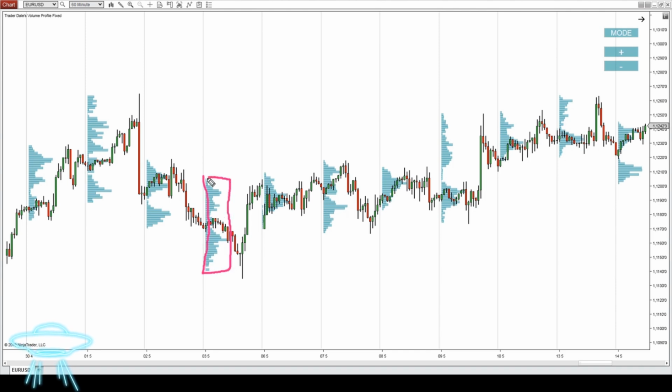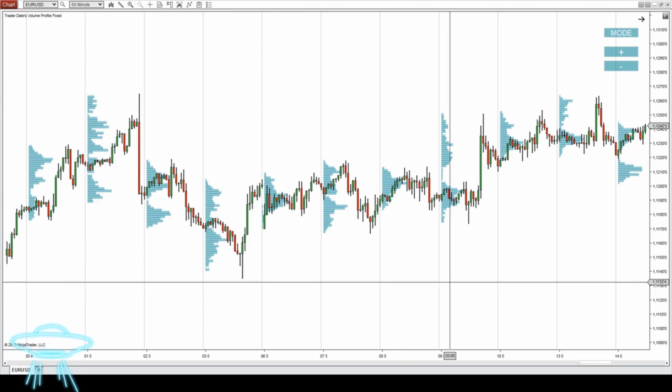Then another thin profile, price goes downwards and upwards, and it's basically the same case as in here when the price went upwards and downwards. This doesn't really tell us anything, in my opinion.